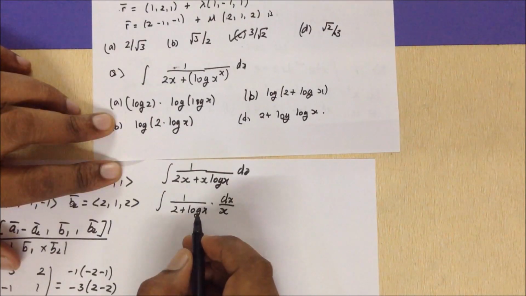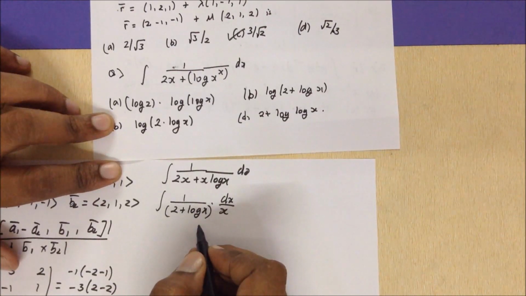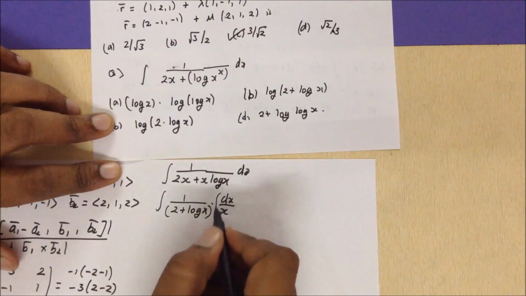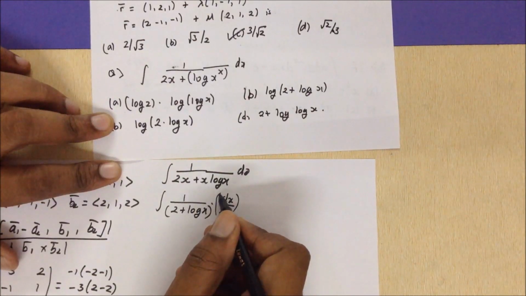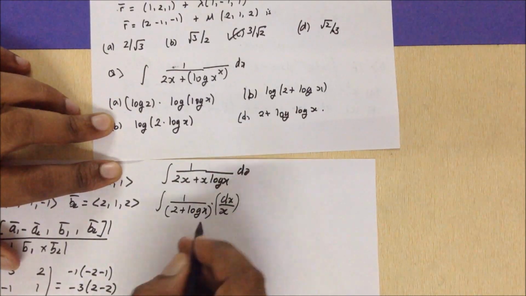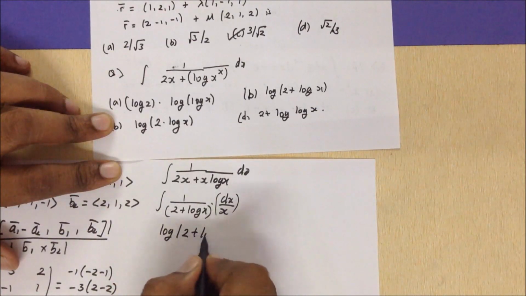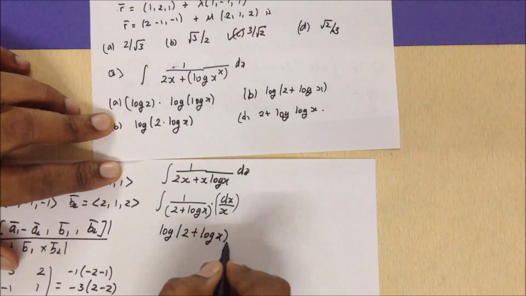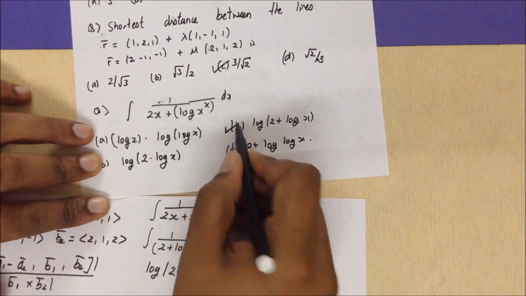So what you can see, if I substitute 2 plus log x as some variable t, then its derivative is going to be, log x derivative is 1 by x dx, so its derivative is present over here. So it's going to be the derivative divided by the function. So that answer is going to be log of 2 plus log x. So your option is going to be nothing but your B option.